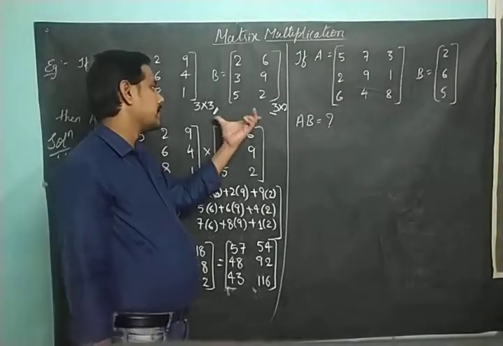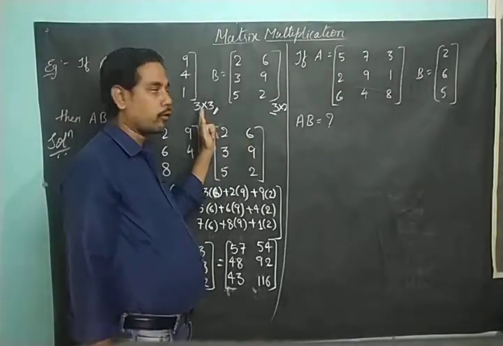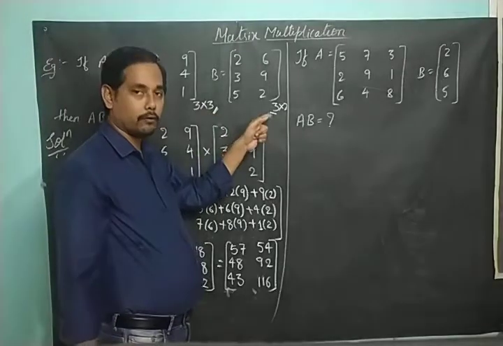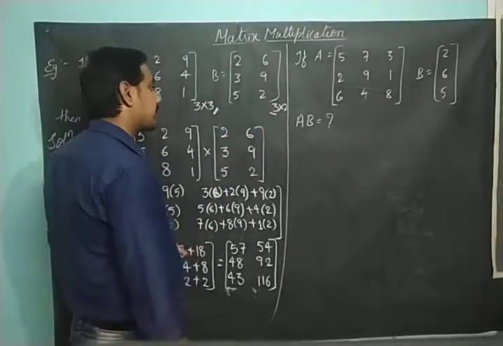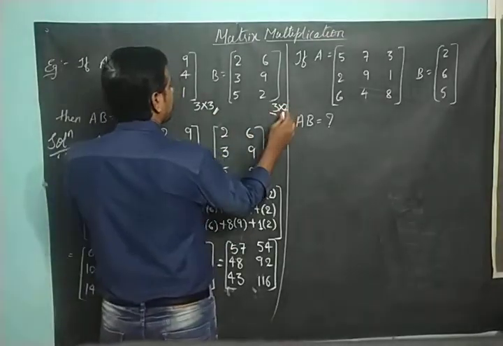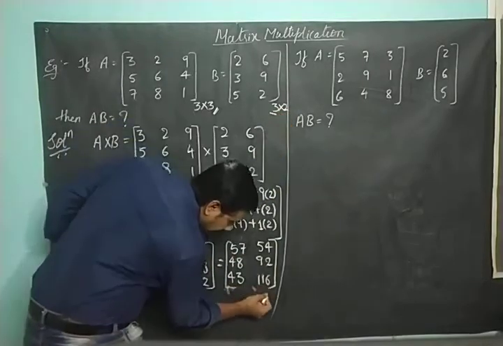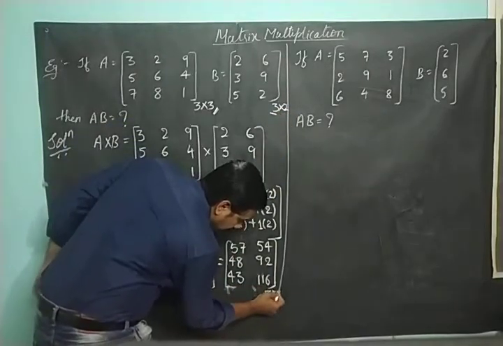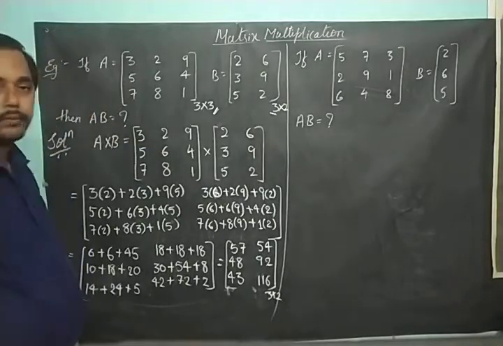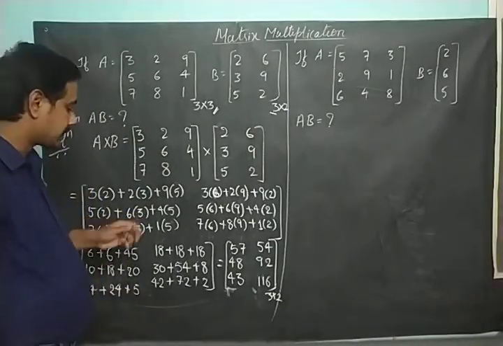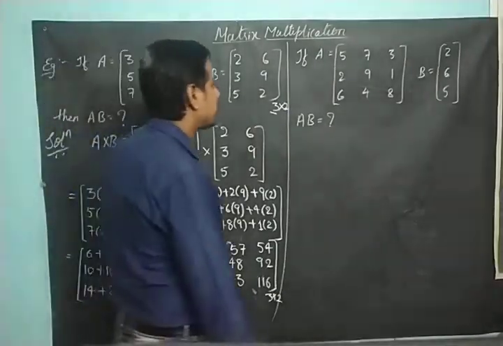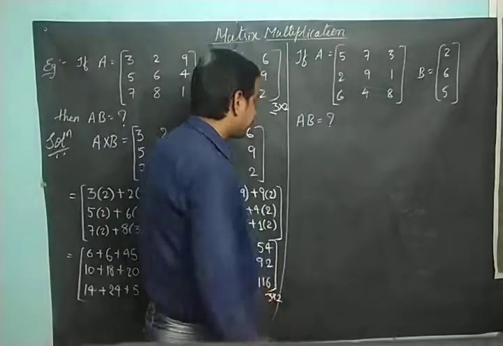So we all know that this was the necessary condition, that is number of columns of first matrix should be equal to number of rows of second matrix, and resultant matrix will be of order 3 cross 2. Now we can check here, this is of order 3 cross 2. Okay, fine. I hope this thing is clear. Right? So let's move on to this one.